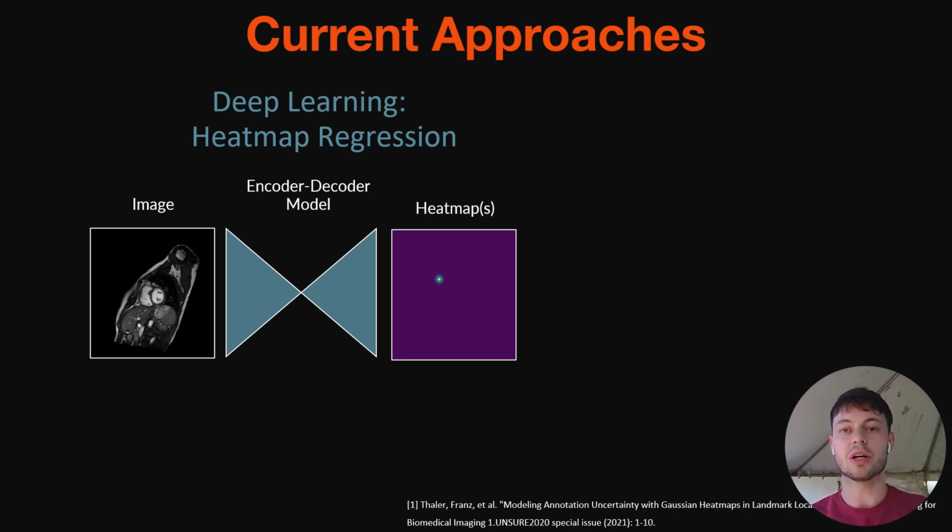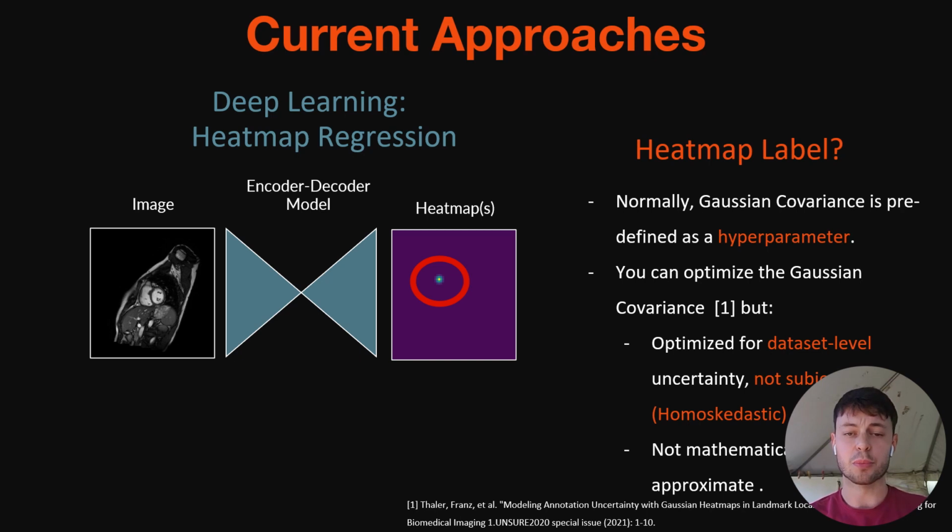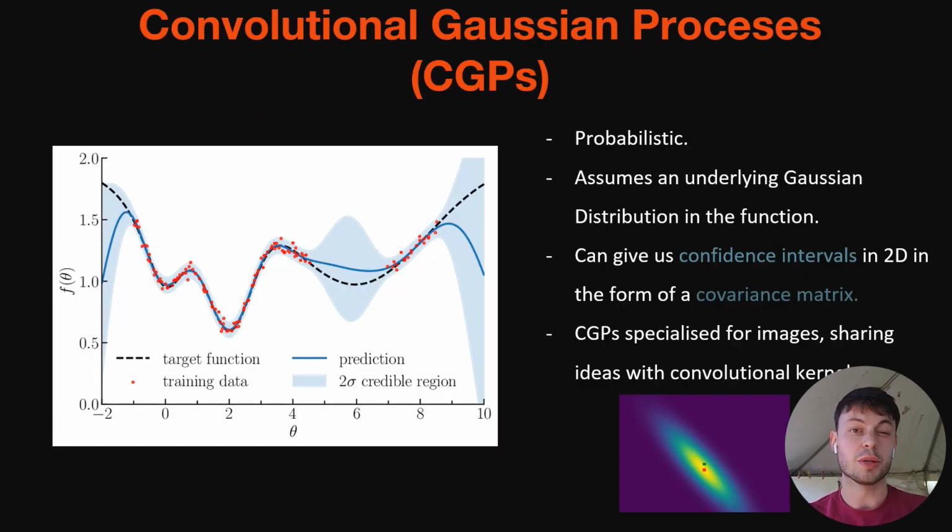Typical approaches use deep learning, with CNNs or transformers performing an image-to-image task, regressing a Gaussian heat map centered around the landmark of interest. However, the properties of this heat map are normally predefined before training, so cannot adapt to the landmark. Some approaches optimize the parameters of the Gaussian function, but this is over the entire dataset, not per sample. Further, the uncertainty given by this type of deep learning approach is not grounded mathematically and therefore not completely trustable. So an approach that can address these issues is Gaussian processes.